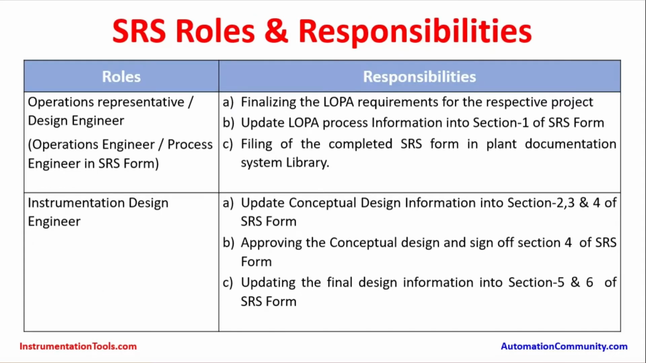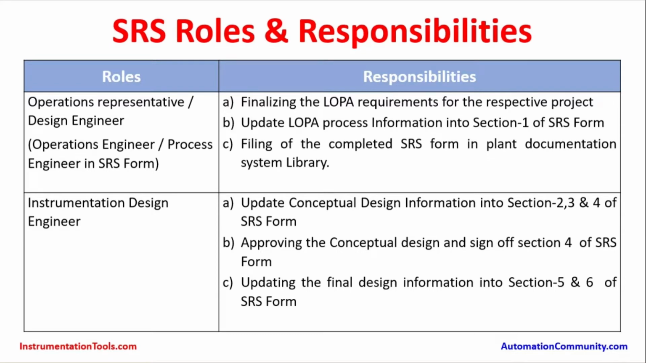Here we will go through the roles and responsibilities, which may be described by referring to the different sections. Those were talked about in earlier presentations. So this is correlated with the complete SRS form. Operation representative and design engineer, like operation engineer, process engineer, in the safety requirement specification form, whose name is mentioned or whose particular discipline or particular role is specified over there.